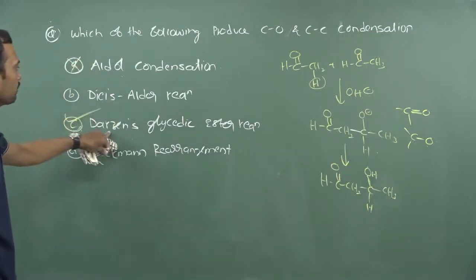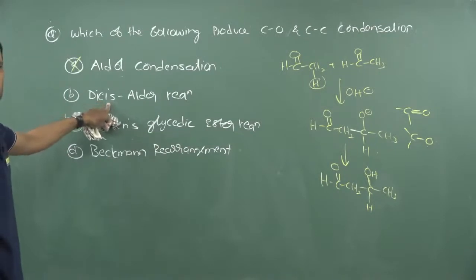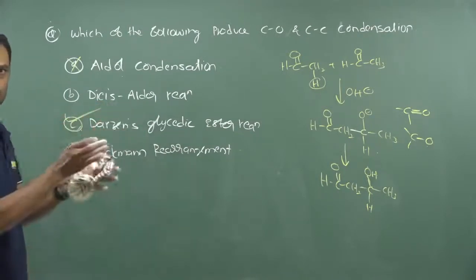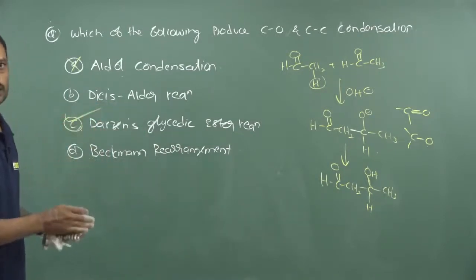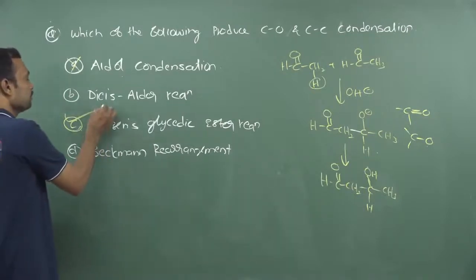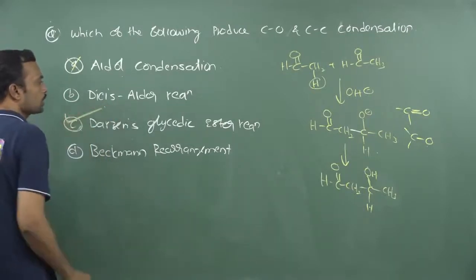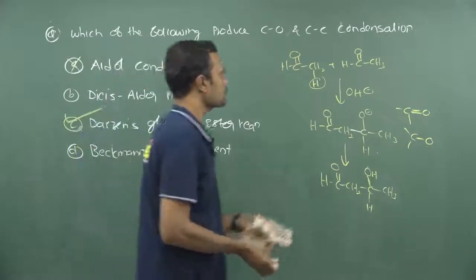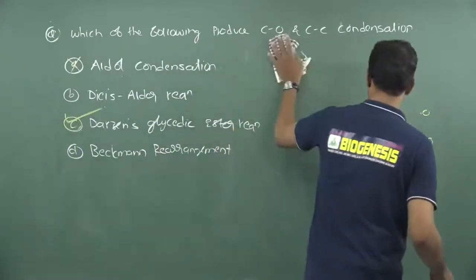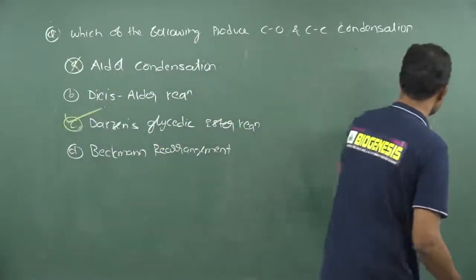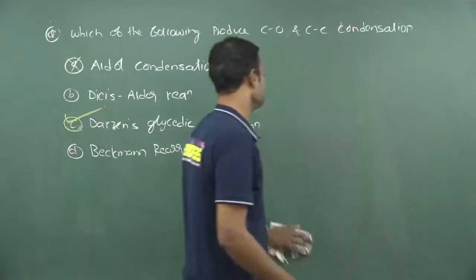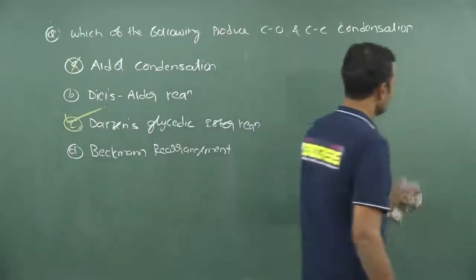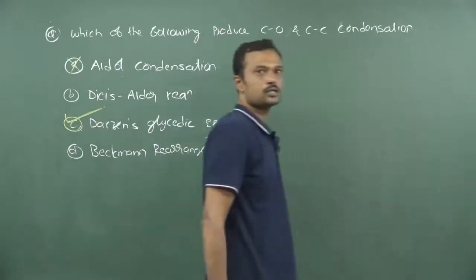Diels-Alder is also not possible. It is an adduct formation, a single product formation. So that's why here we prefer only Darzens glycidic ester condensation reaction as compared to aldol. Aldol is not C-C and C-O. It is only a C-C condensation reaction. Okay. So that is about Darzens glycidic ester condensation.